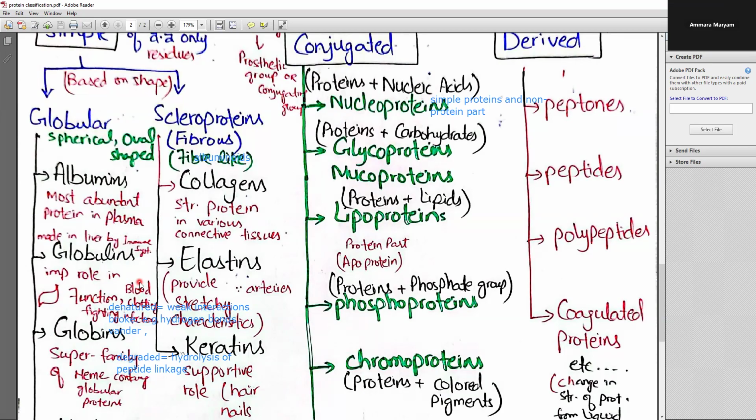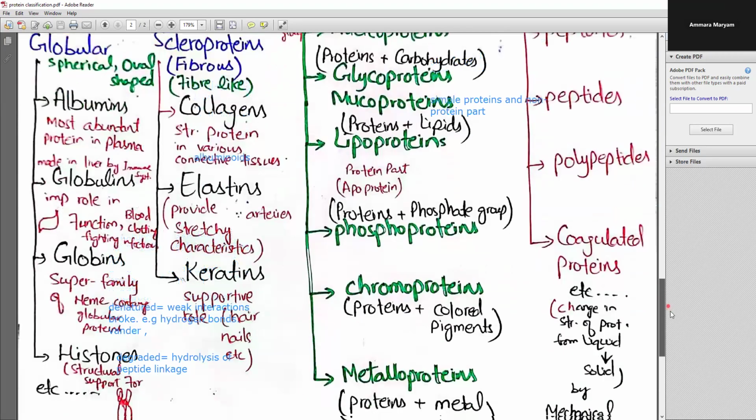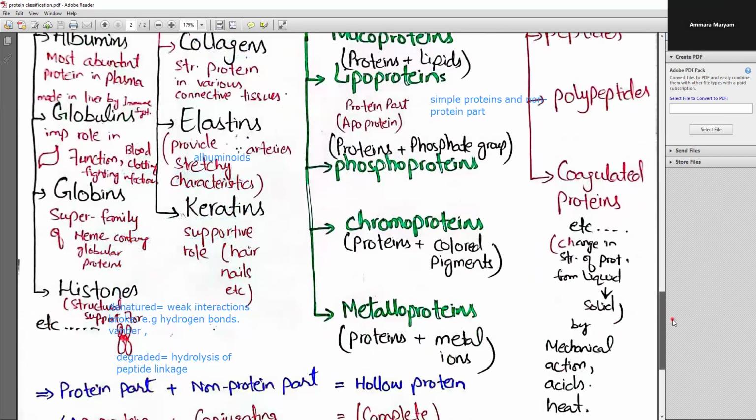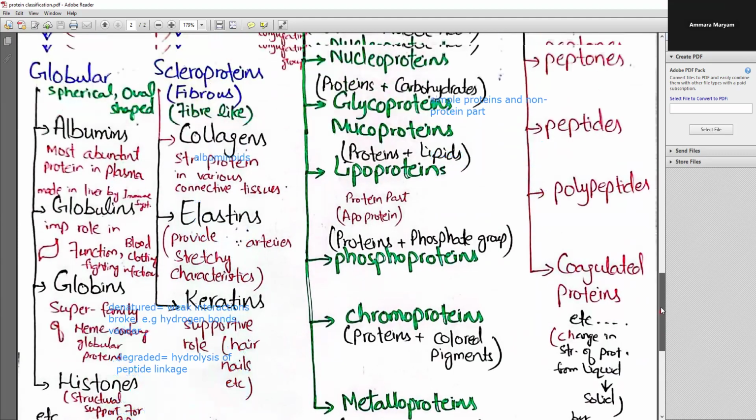As I told you, the defense proteins are also globulins, which we call immunoglobulins. Similarly, another superfamily of the globular proteins is the globins, the superfamily of the heme containing globular proteins. For example, hemoglobin is also categorized under the globular proteins. Similarly, we have histone proteins that provide structural support for the chromosomes, the proteins in the structure of the nucleosome. And next are the fibrous proteins.